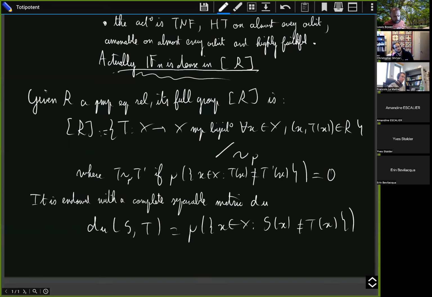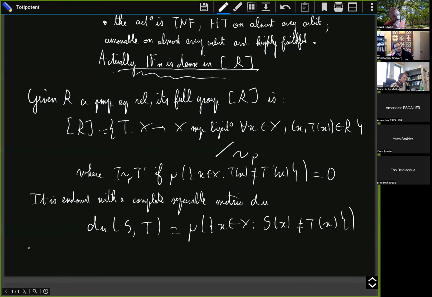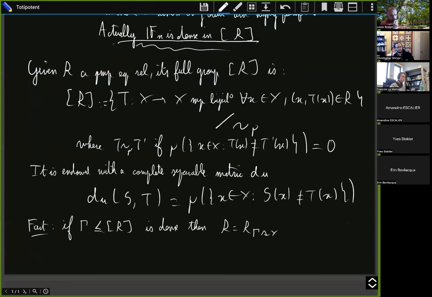And so here are a few facts. If I have Gamma, a subgroup of a full group, which is dense, then R is equal to the equivalence relation generated by the Gaboriau action. But actually, more is true.